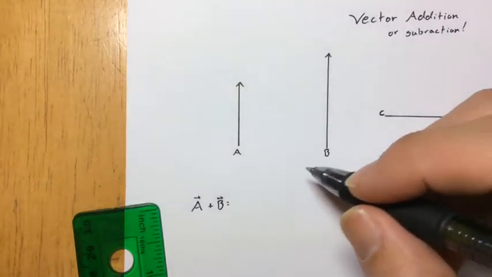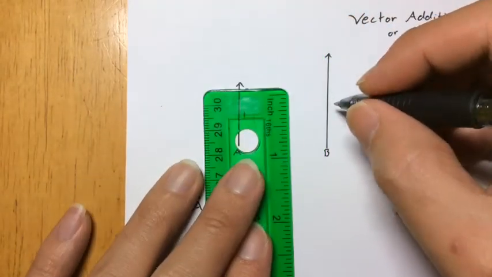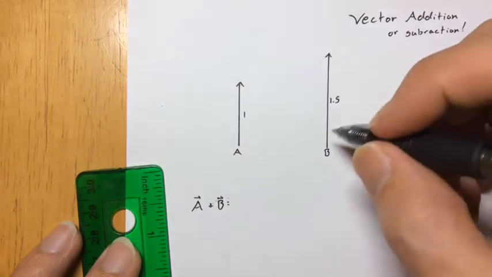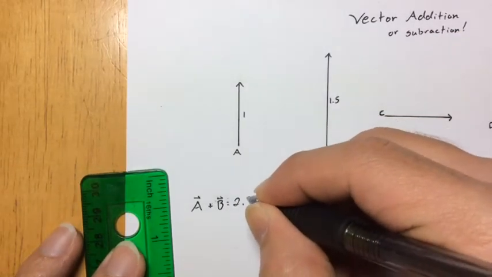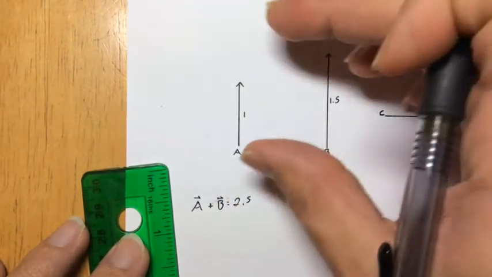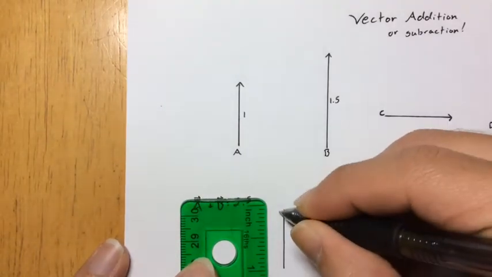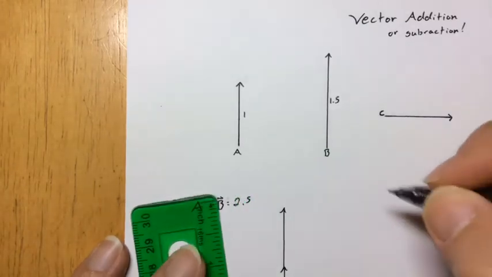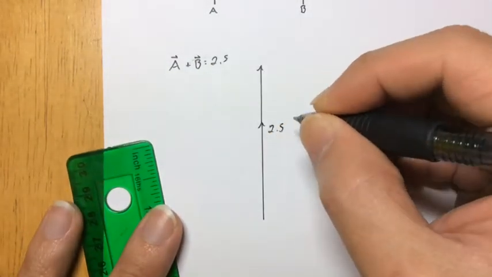Let's just say vector A is about 1 and vector B is about 1.5. Well, if they're going in the same direction, vector A and vector B put together should be about 2.5, right? And that's just kind of common sense. We've got two things going in the same direction, so just stack them on top of each other. We stack vector A on top of vector B, and we get something that would be 2.5 long in total.